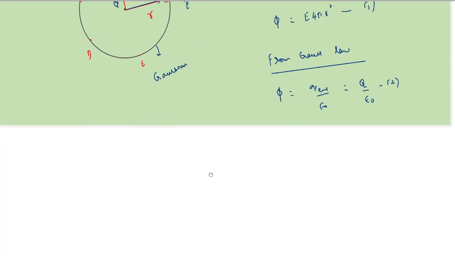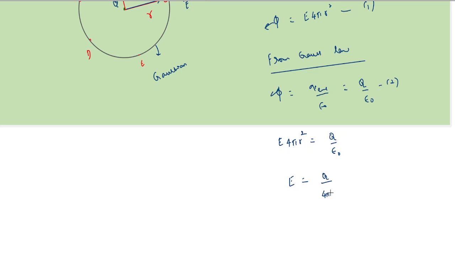Now equating 1 and 2, do remember that this flux is obtained from the definition of electric flux, and this flux is obtained from Gauss law. Equating 1 and 2, we get E into 4 pi r square is equal to capital Q by epsilon naught. If you bring 4 pi r square to the right hand side, then E is equal to Q by 4 pi epsilon naught into 1 by r square. As seen earlier, this is what you obtain for a point charge also.